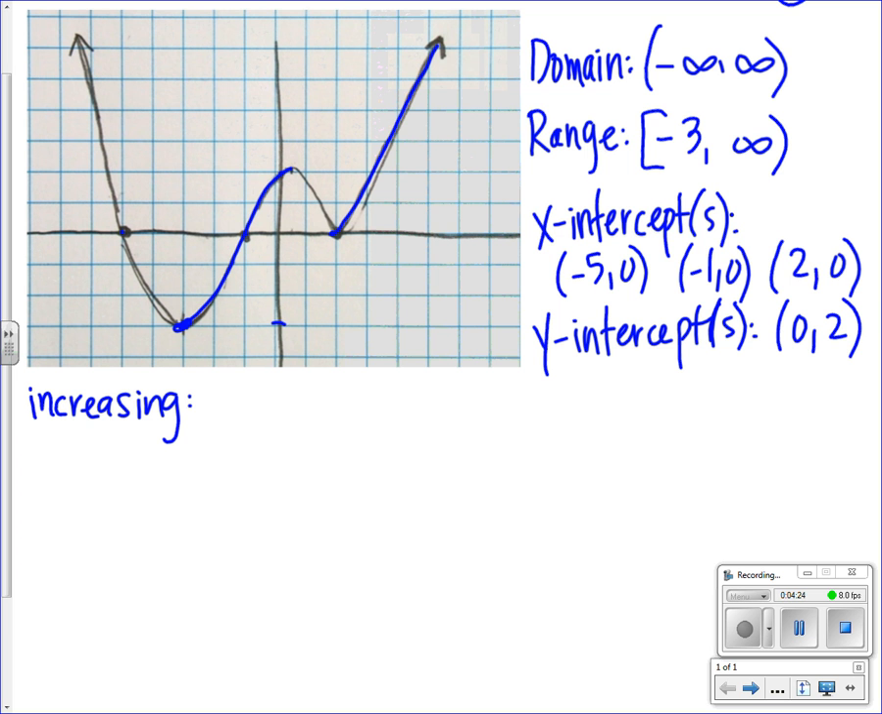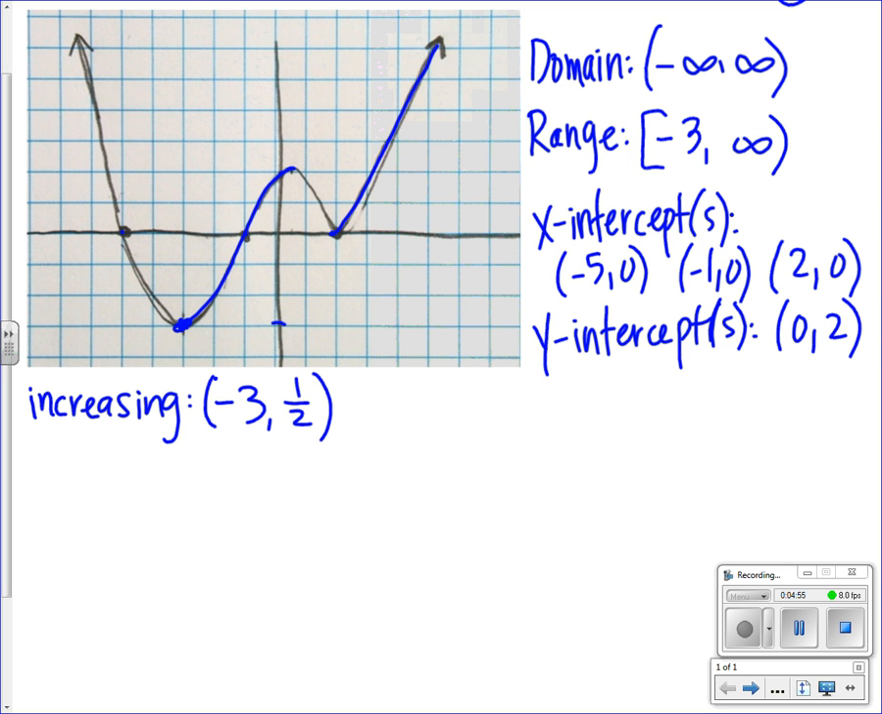So where is x at this point right here? -3. So it's increasing from -3, and we use a parenthesis because it shares that point from where it is going down. It shares that, so we use a parenthesis. Okay? So from -3 to where x is, it looks about like 1/2. We'll say it's 1/2, okay? So -3 to 1/2.